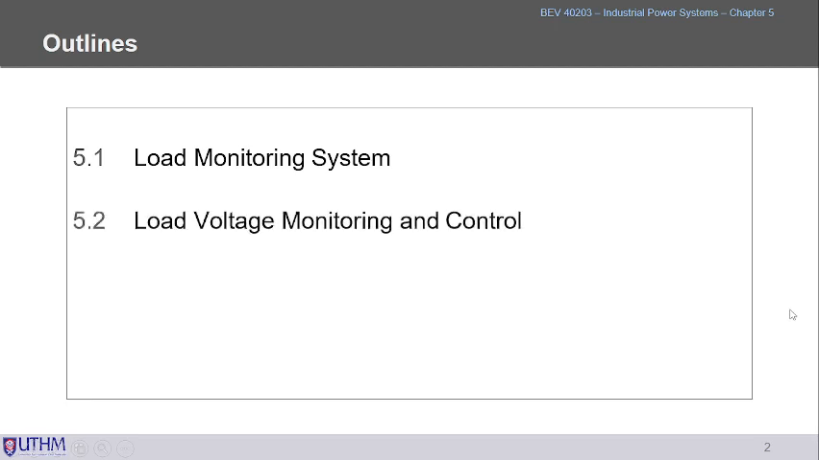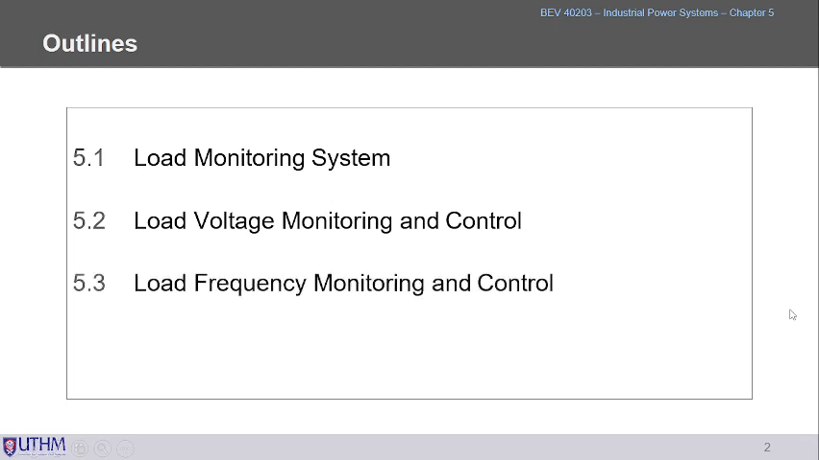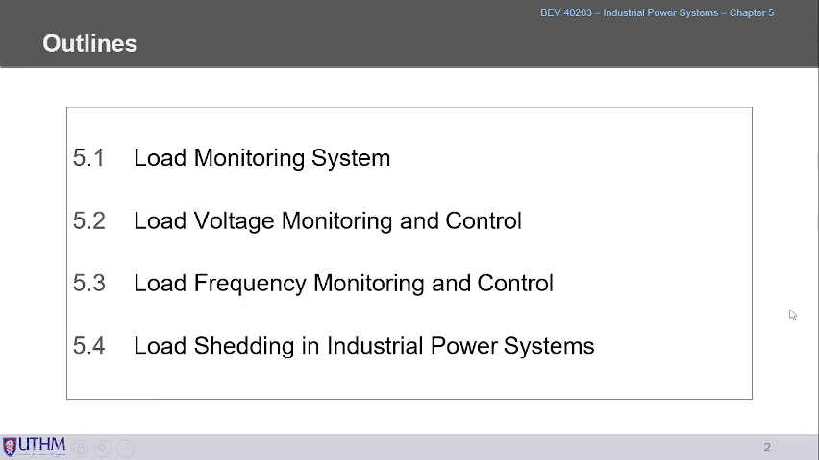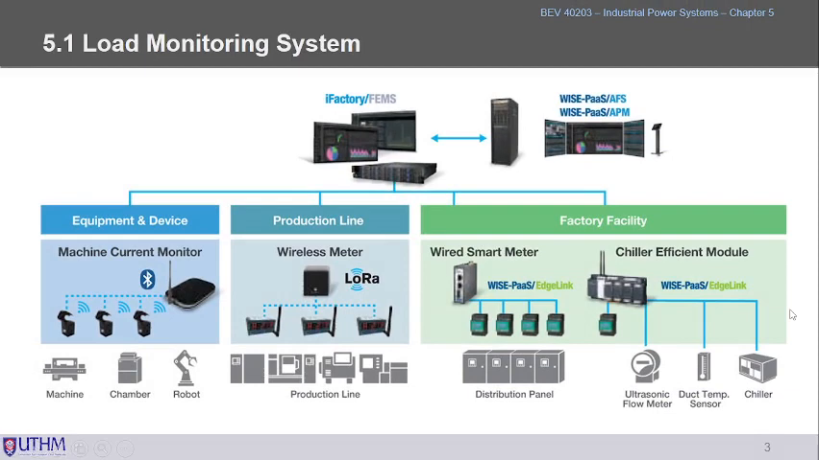After that, we jump into the load voltage monitoring and control. This is specifically to look at the voltage control. The third one, we are going to explore is the load frequency monitoring and control. After that, we will have some remedy for the frequency issues, that is using the load shedding method in the IPS. And this is the illustration of the so-called factory energy management solutions.